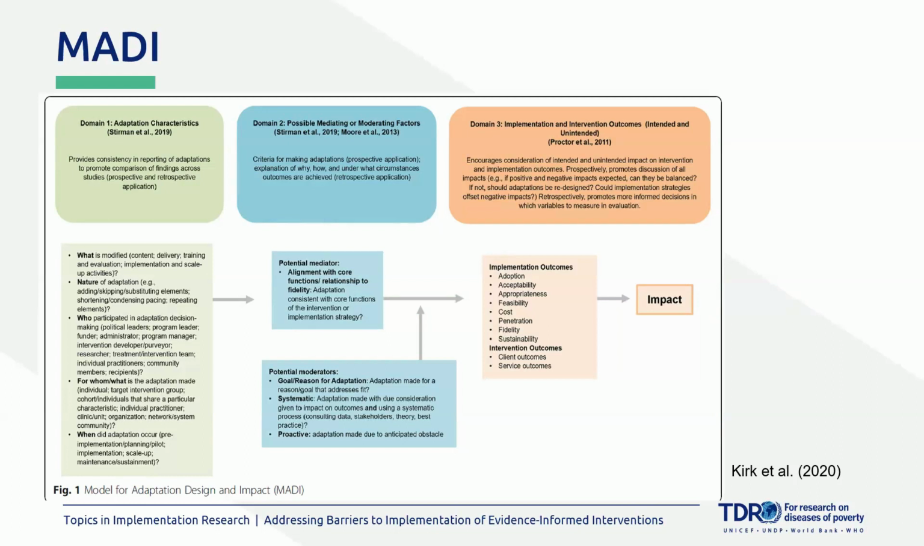Then the third domain of this framework is the implementation outcomes or the intervention outcomes, what are the intended and unintended. So basically this framework really helps us to assess how domain 1 and domain 2 ultimately affect domain 3, which is the implementation and intervention outcomes. And ultimately it helps us to understand the impact of the intervention.